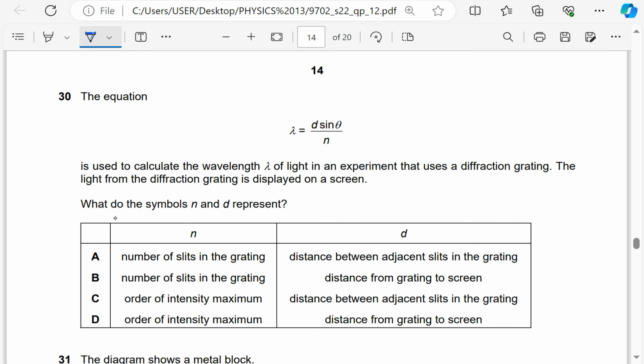So n is the order of diffraction, or order of maximum, order of intensity maximum. So n will eliminate A and B. Order of intensity maximum, then d must be slit separation, distance between the slits, distance between adjacent slits. So the answer is going to be C.